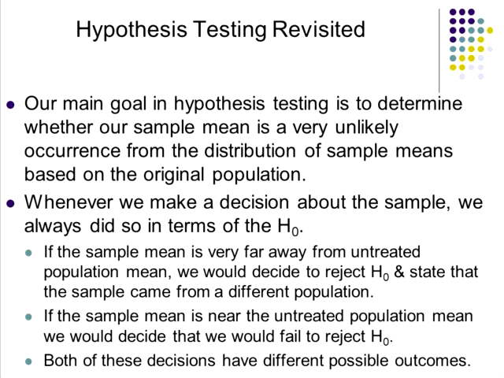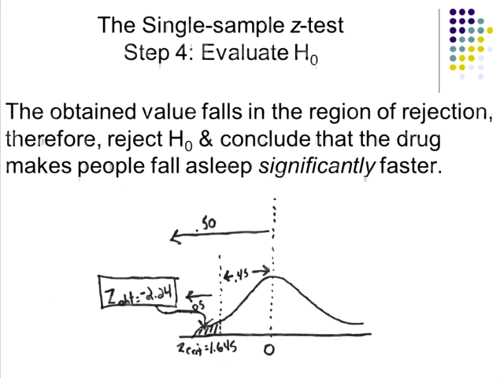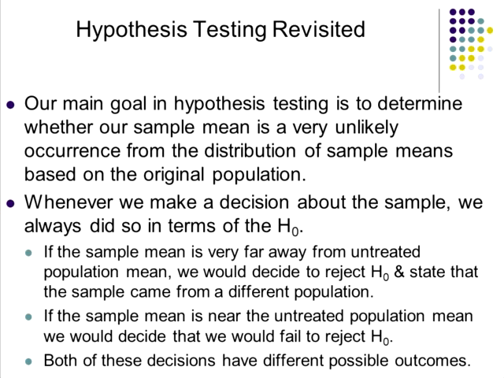If the sample mean is near the untreated population mean, in other words, if our z obtained had been like negative 0.1, that would have fallen in the region of non-rejection, and we would have failed to reject the null, right? So those are our only two choices: reject the null or fail to reject the null. When we do this, different things can happen.